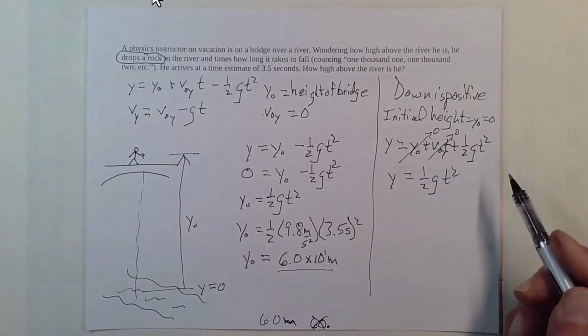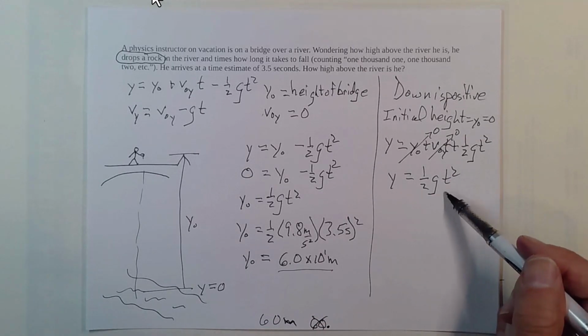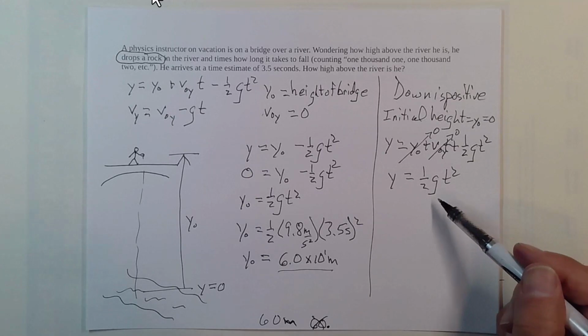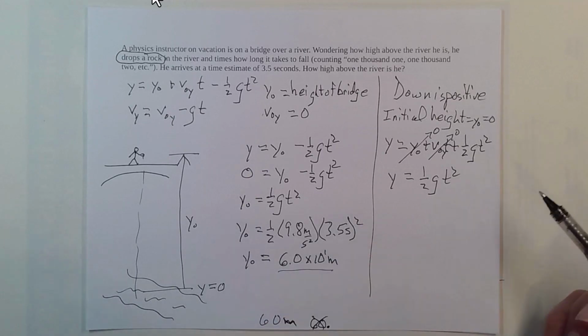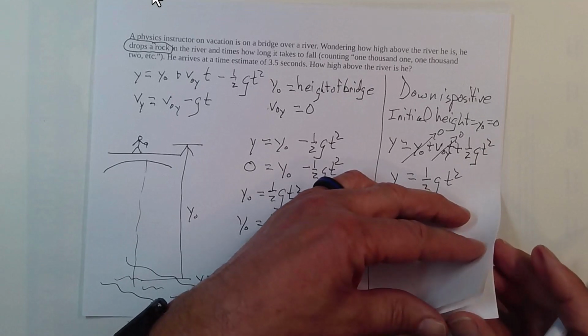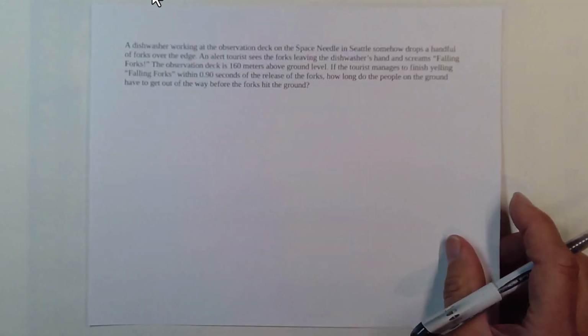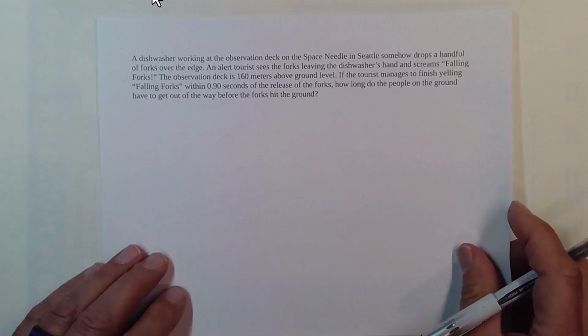Okay, and so you would just plug in the 3.5 seconds here and 9.8 meters per second squared, and you get it that way. Sometimes it is easier to pick down to be the positive direction, as it is in this problem.